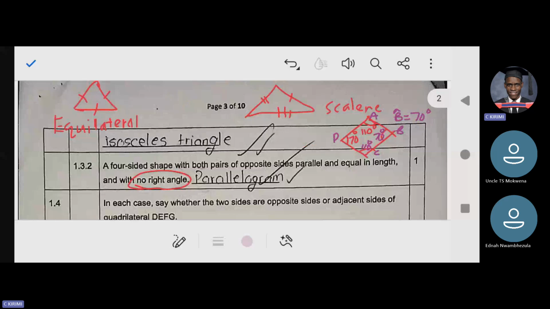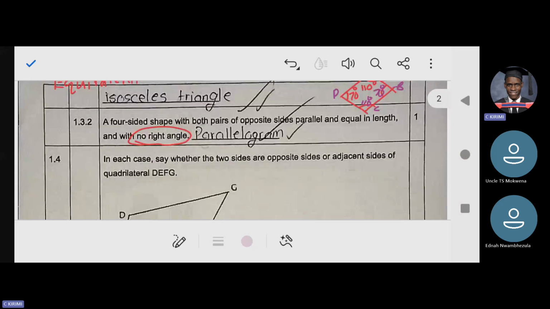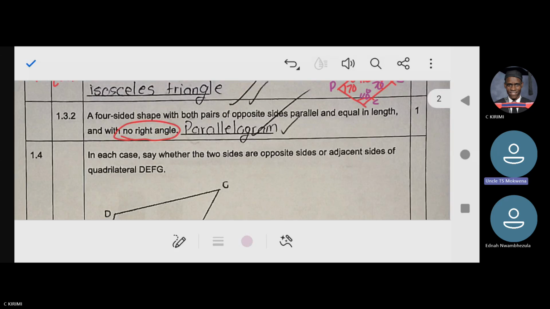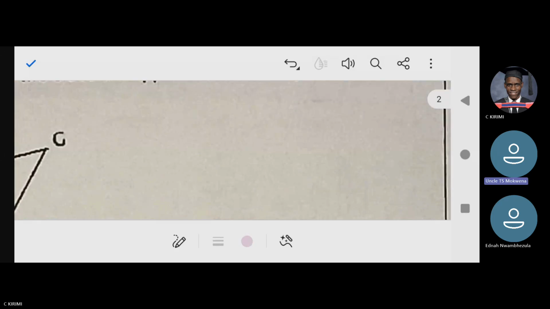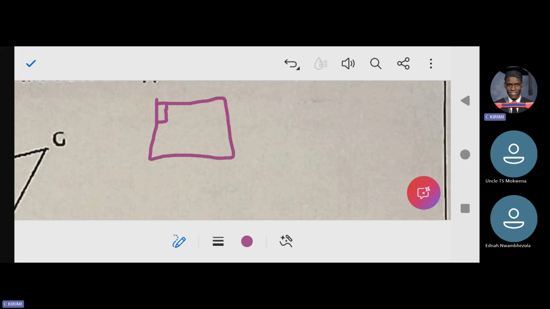So take note. If I ask you, Motusi, what is the difference between a square and a rhombus? A square has equal sides and forms right angles. Yes, that's correct. Equal sides and 4 right angles. That's a square. What about a rhombus? A rhombus does not have 90-degree angles. Yes, that's correct.